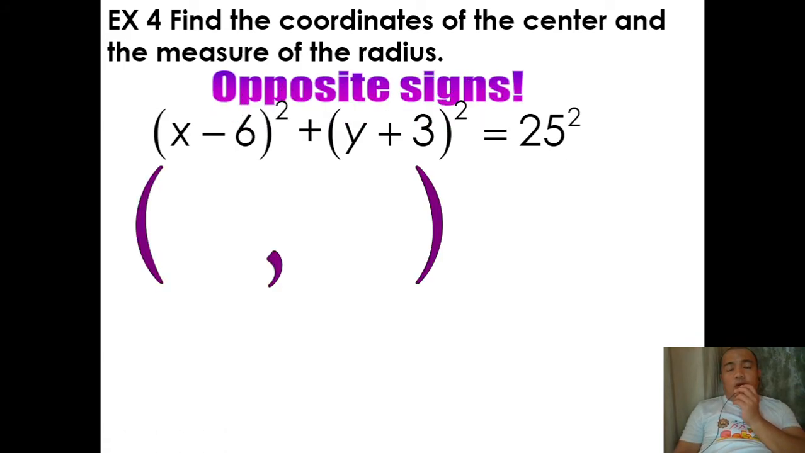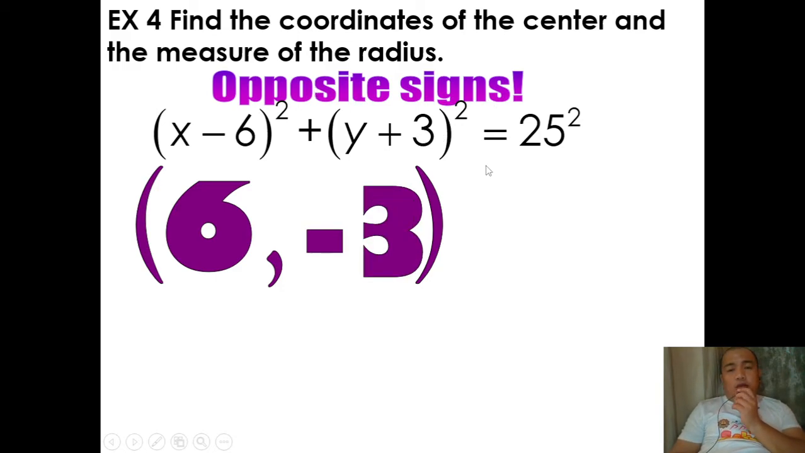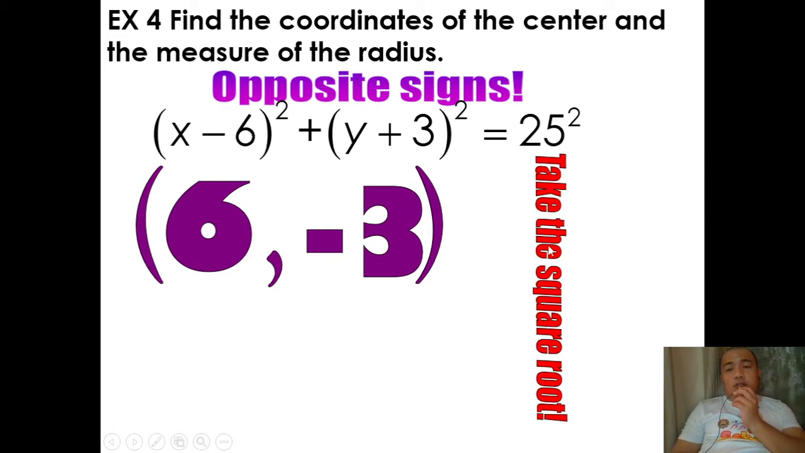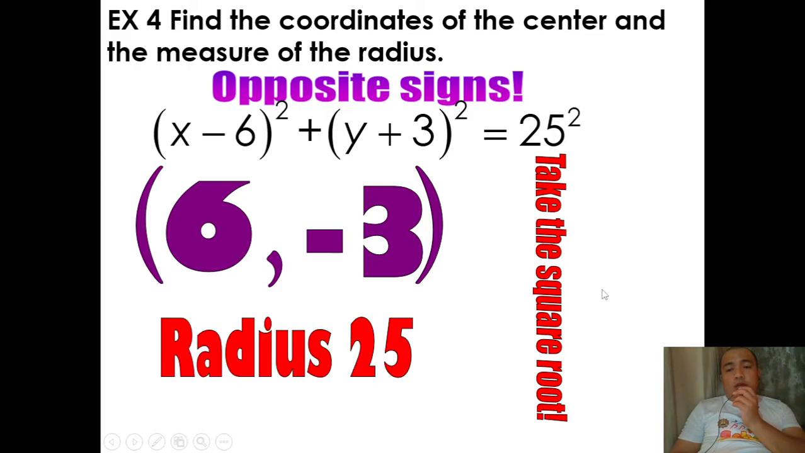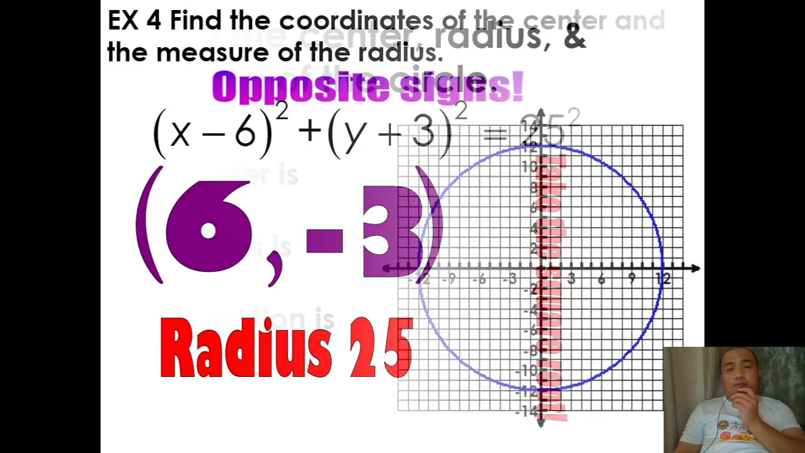Remember the opposite signs. If we have here x minus 6, that means h is positive 6. If we have here y plus 3, remember the opposite sign. What is the opposite of positive 3? Negative 3. Therefore, the center is (6, negative 3), while the radius is, take the square root of 25 squared, which is 625. The square root of 625 is 25. So the center is (6, negative 3), radius is 25.